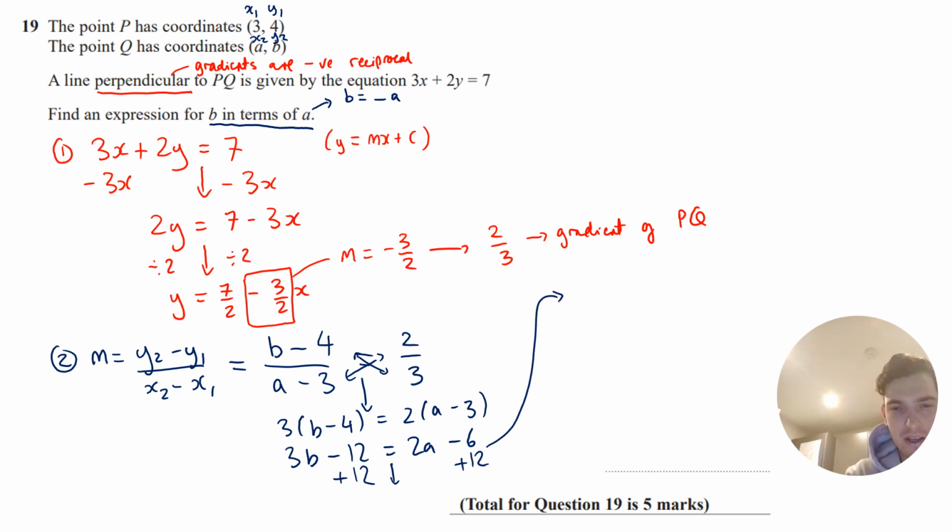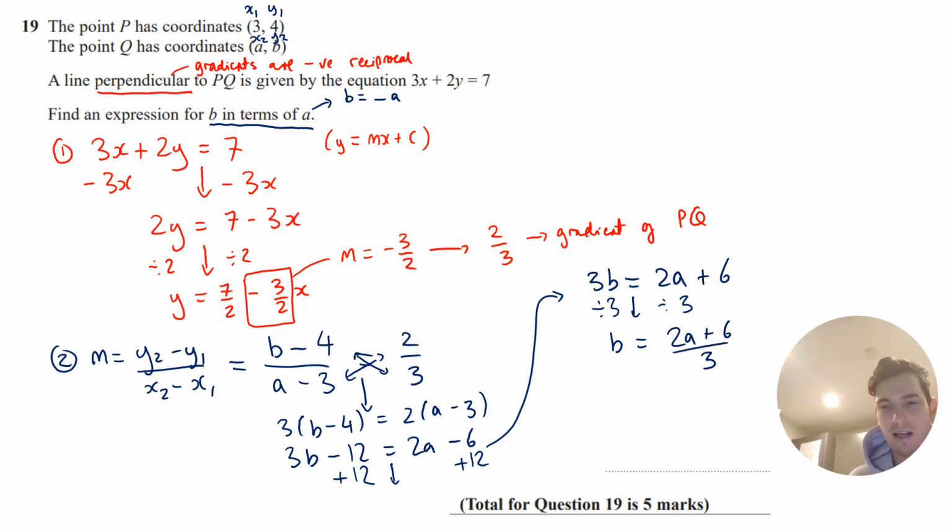So I've got 3b equals 2a. Now minus 6 plus 12 is plus 6. And then finally, divide everything by 3. So b equals 2a plus 6 all over 3. And that is my answer. b equals 2a plus 6 all over 3.